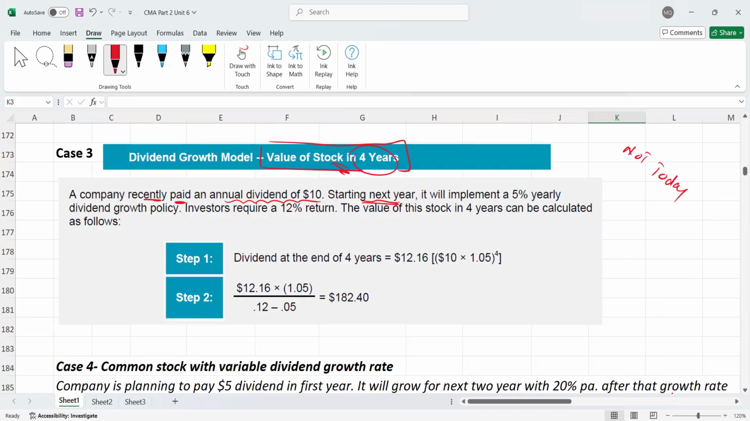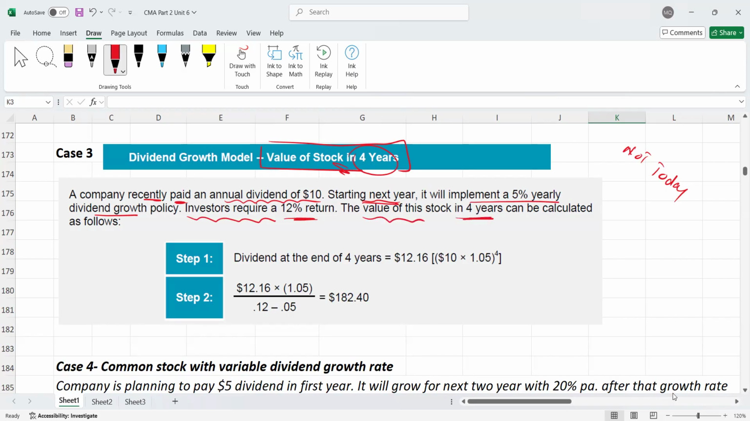Starting next year, it will implement a 5% yearly dividend growth policy. The dividend will grow by 5%. Investors require a 12% return. This is the cost of equity. So what is the value of the stock in 4 years?